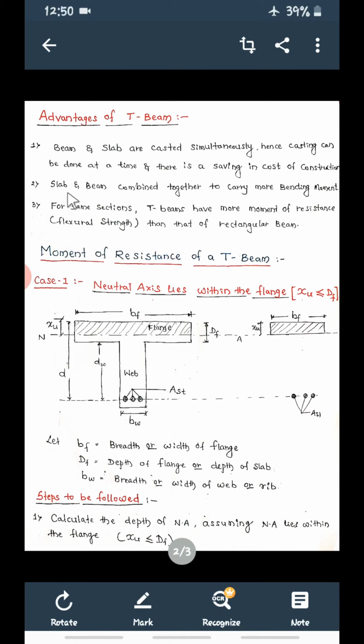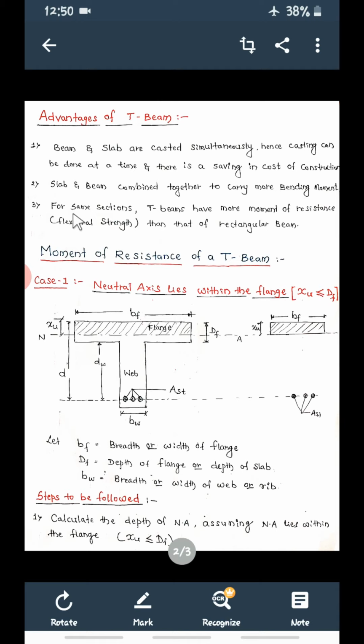Then the second advantage: slab and beam combined together. So they are going to act as a single beam. When you are casting simultaneously, they will behave as a single beam. So slab and beam combined together are going to carry more bending moment. This is important. Compared to the rectangular beam, what we have seen in the singly reinforced and doubly reinforced beam, if you provide a T beam, it is going to carry more bending moment for the same section. That is the second advantage of T beam.